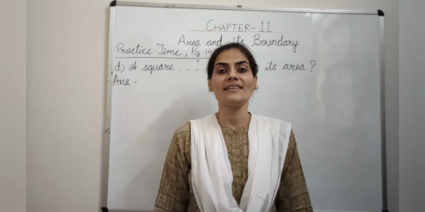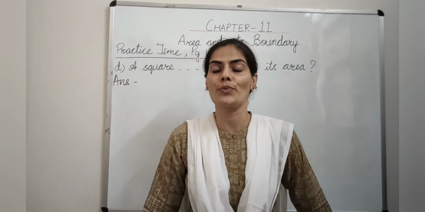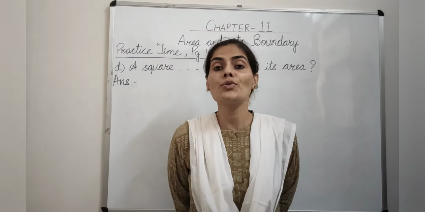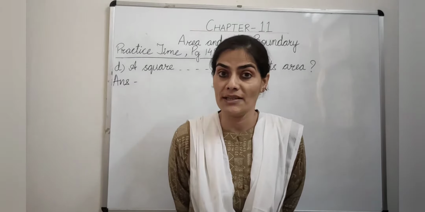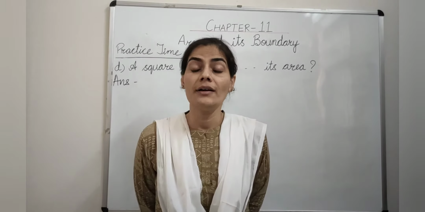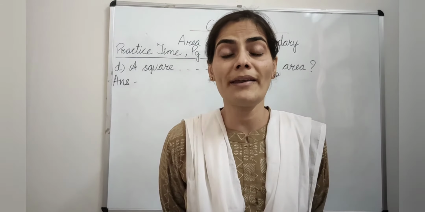Question D is, a square carom board has a perimeter of 320 centimeter. How much is its area? So what is given to us in this question? They have told us about the perimeter and they want us to find the area. But can we find the area directly with the help of perimeter?